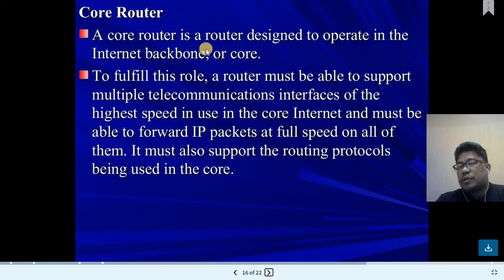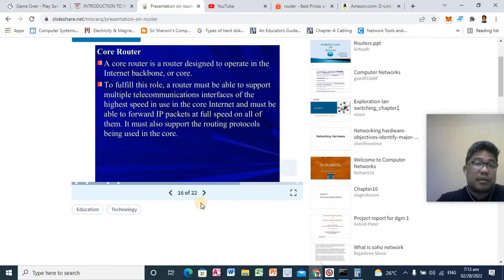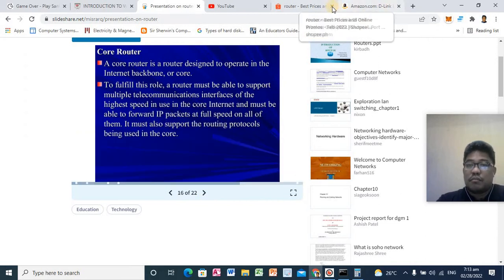Okay, a core router is a router designed to operate in the internet backbone or core. To fulfill this role, a router must be able to support multiple telecom interfaces of the highest speed used in the core internet and must be able to forward IP packets at full speed on all of them. It must also support the routing protocols being used in the core. So, pang mabilisan na internet na to, connection. I don't know, maybe ito yung ginagamit para mag-provide ng internet. Let's try to look for that.